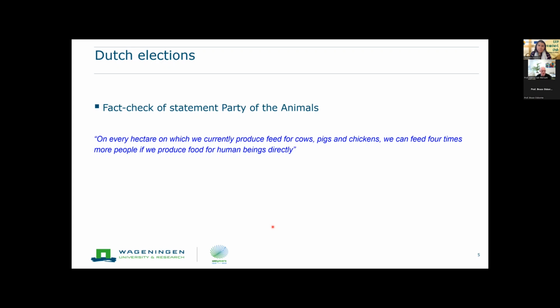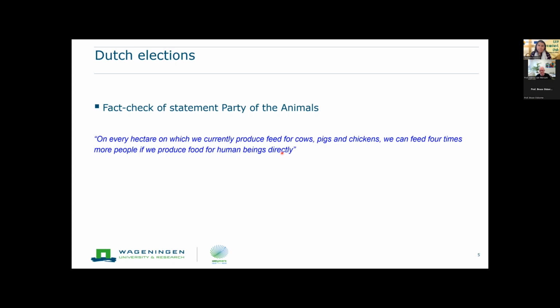But one of their statements was, on every hectare on which we currently produce feed for cows, pigs or chickens, we can feed 4 times more people if we produce food for human beings directly. So it's obviously referring to the feed-food competition. So we should not produce beautiful wheat and feed it to our cows or pigs or chickens, but we better produce that wheat for human beings directly, baking bread or other products. So the question was whether I could basically verify that statement and explain whether that is correct or not.